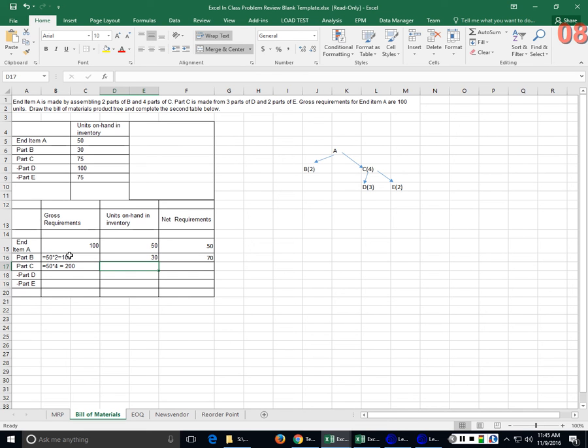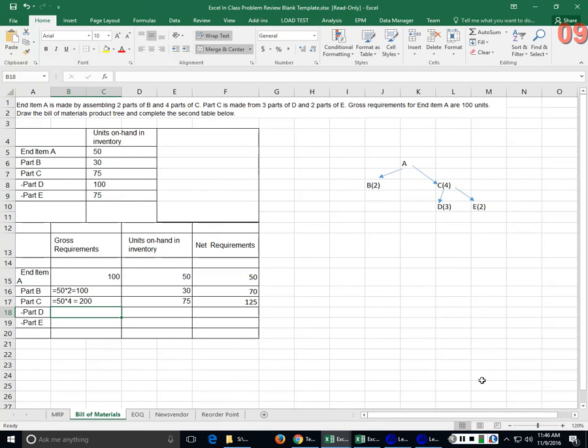How many do I have on hand? 75. Good answer. Now tell me what my net requirements need to be. Not hard, how do I figure it? This 200 minus 75. Okay, that works for me. That tells me that I have 125 net requirements.